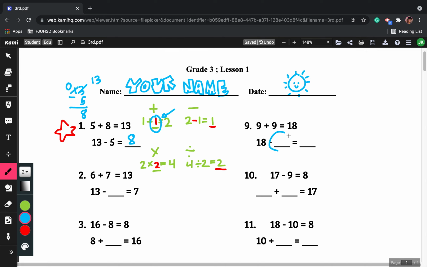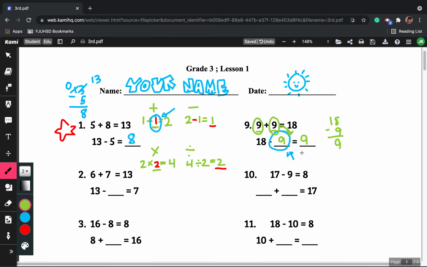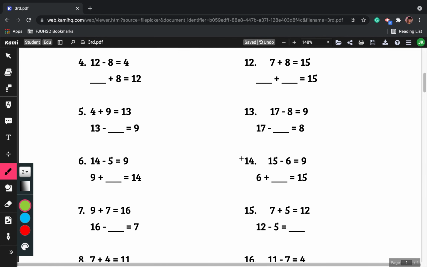But let's say one of the numbers is missing, like right here. To find that value, since we already know that 9 plus 9 is 18, therefore 18 minus blank equals 9, or blank. So what we're trying to do is complete it. Since they already gave us the numbers that add up to 18, we use one of the numbers to find the other number. So 18 minus 9 is 9. Okay, I did 2 examples there. Anyways, I'm going to be moving on.